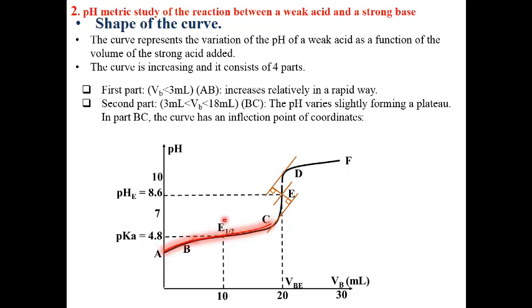And you have to pay attention that here I have something called an inflection point. What are the coordinates of this inflection point? They are VB equal to VBE over 2. This is the volume of the base here, which is equal to 10 milliliters in our case, and the pH is found to be equal to the pKa of the acid-base couple used. In our case, it's ethanoic acid, so the pKa is equal to 4.8. As I said, this is found experimentally.